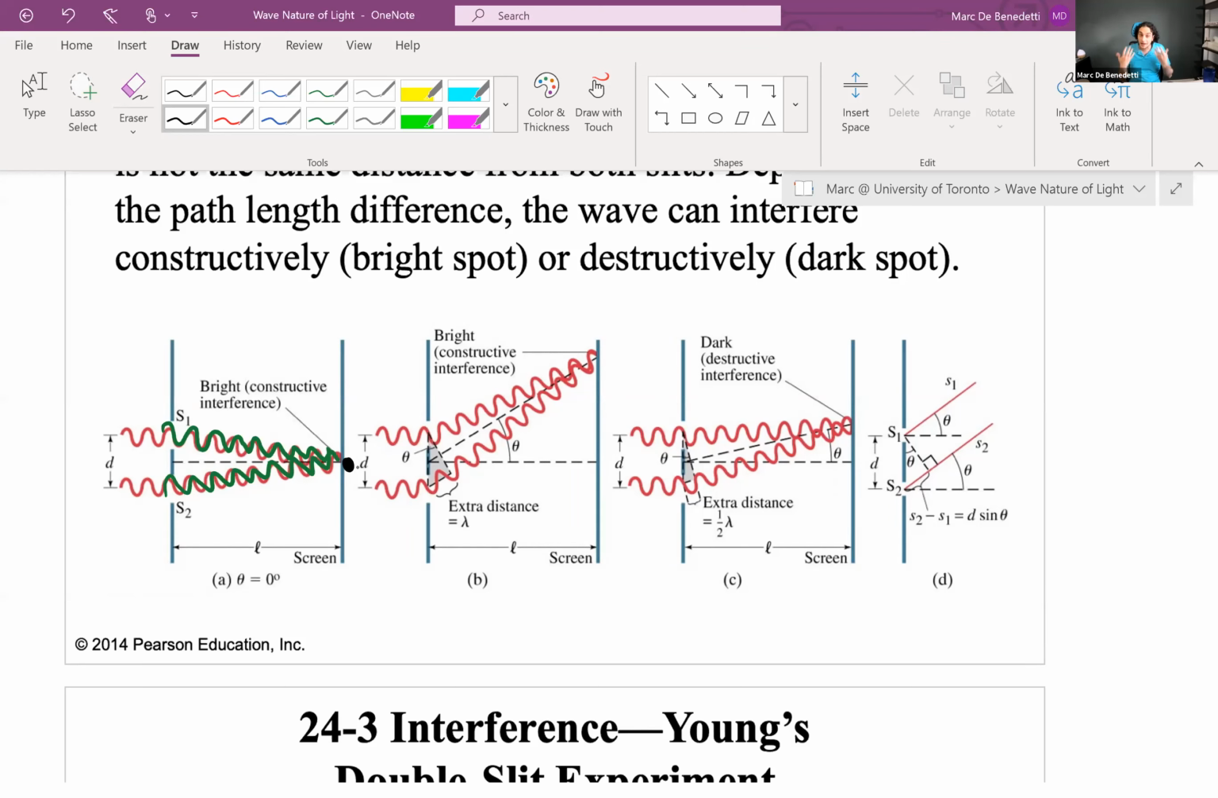Now, that means there's no path difference, which means they're in phase with one another, which means they're going to constructively interfere and form a bright spot.